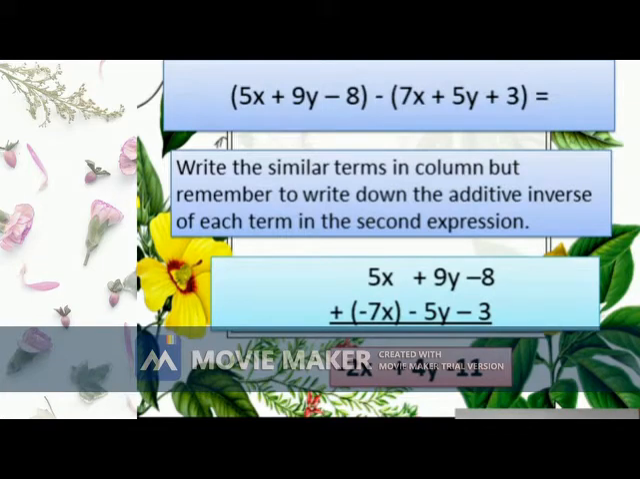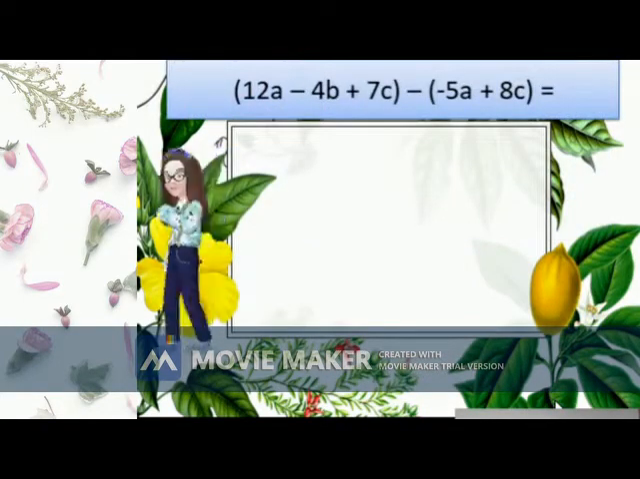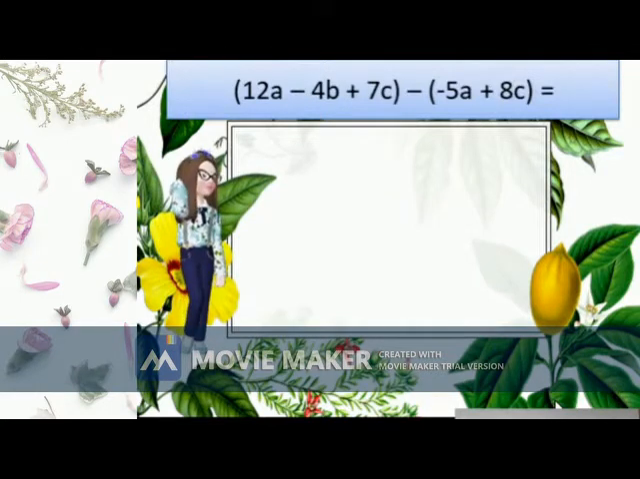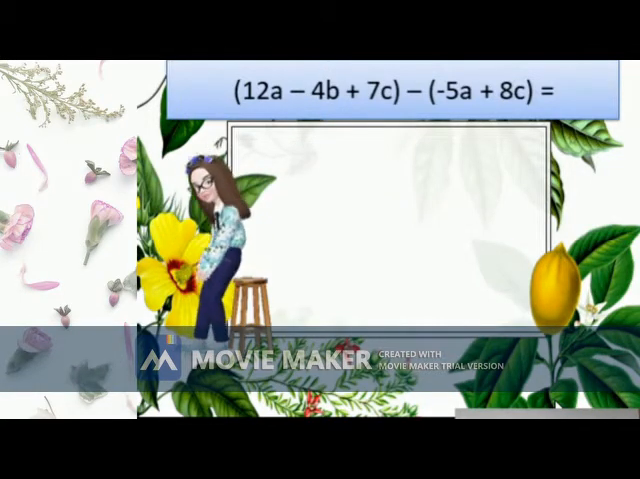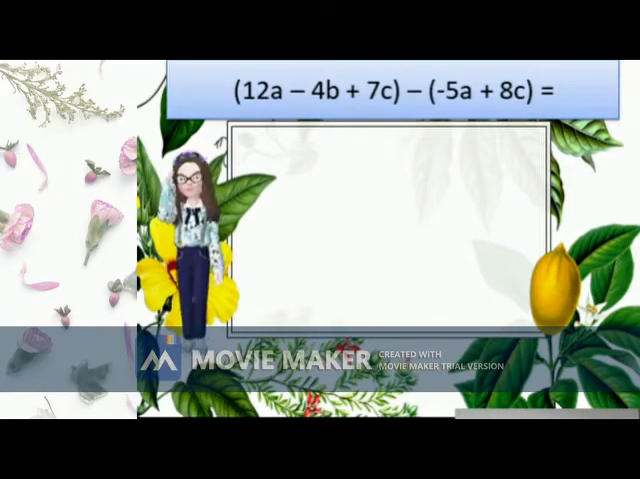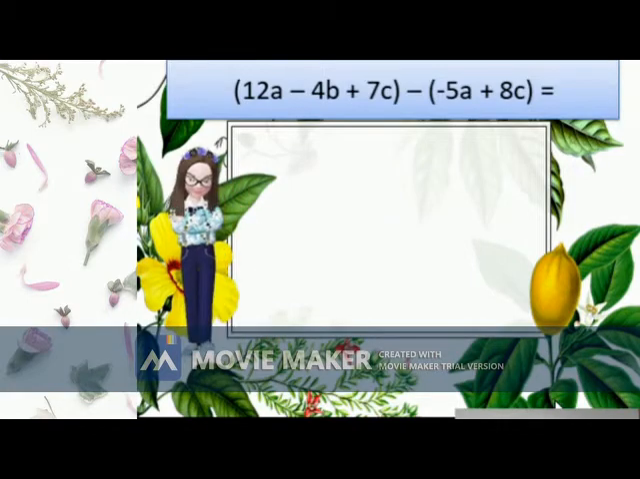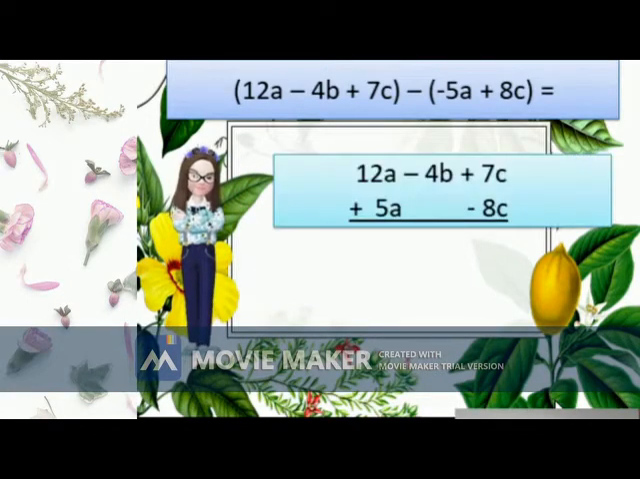Take note of the sign. Be careful with our signs. Next example, or last rather, if I'm not mistaken: 12a minus 4b plus 7c minus negative 5a plus 8c. Again, we will write it in column together with its similar terms.